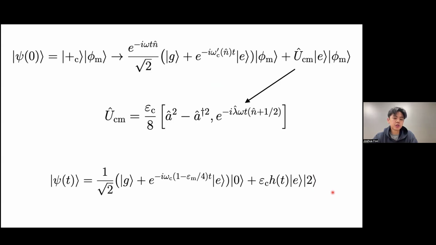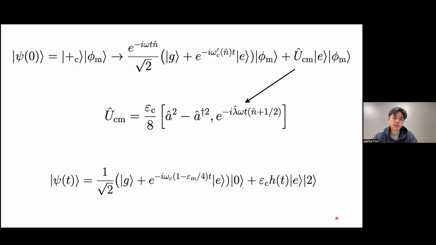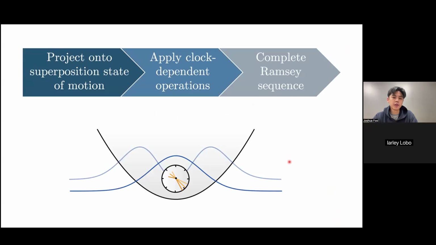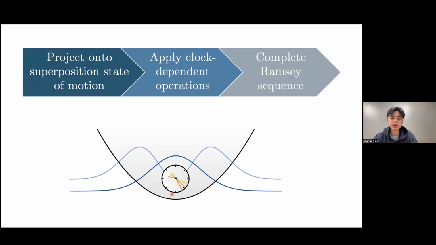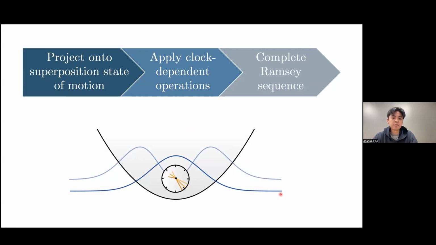So now if we want to trace out the motion, the resulting visibility drop is again quadratic in epsilon_c, so that's too small to observe in experiments. But instead of just measuring the clock, we can design a protocol to reveal a linear signature of this anomalous excitation due to time dilation by measuring both the clock and the motion. So rather than tracing out the motion, we project onto a superposition of 0 plus 2 of the motion, which can be done by basically driving the clock with classical fields resonant with the motional sidebands. And then we need to apply additional clock-dependent operations, basically to change this time-dependent prefactor to a static phase offset. And then we complete our Ramsey spectroscopy and we read out the frequency shift.